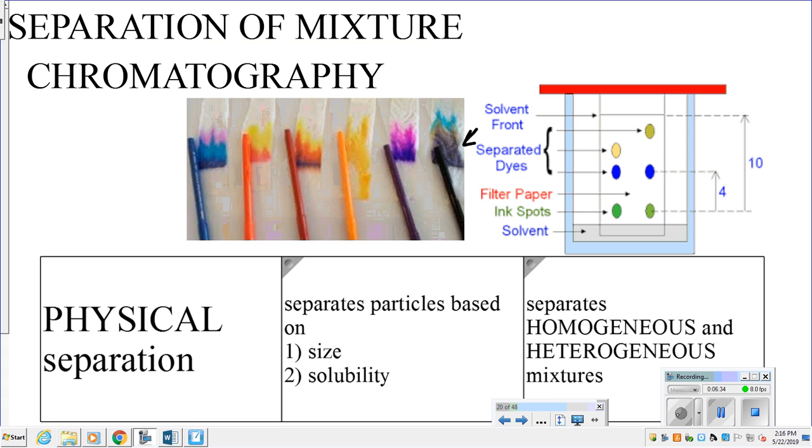And that is it for your separation of a mixture.